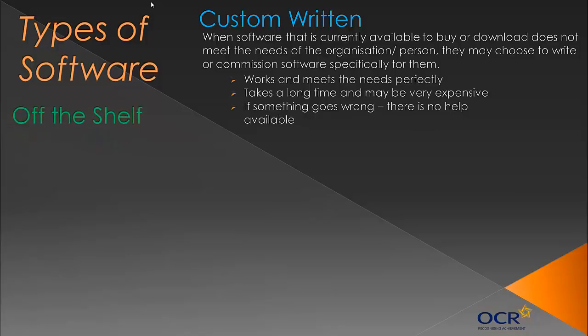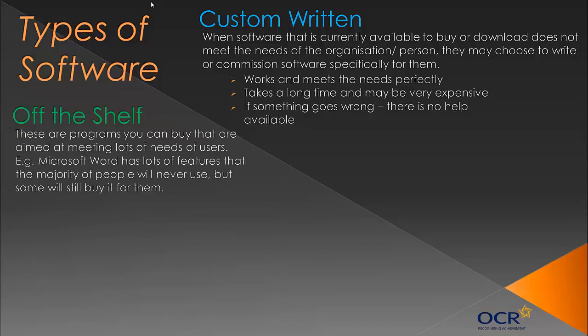Another type of software is off-the-shelf software, and these are programs that you can buy that are aimed at meeting lots of needs of users. So basically, off-the-shelf software tries to please everyone. For example, Microsoft Word has lots of features. It's probably got hundreds of features, but how many would you actually really use? Maybe 10, 15. So you have features that you'll never use, but maybe someone out there will use them, and they're designed to sort of please everyone.